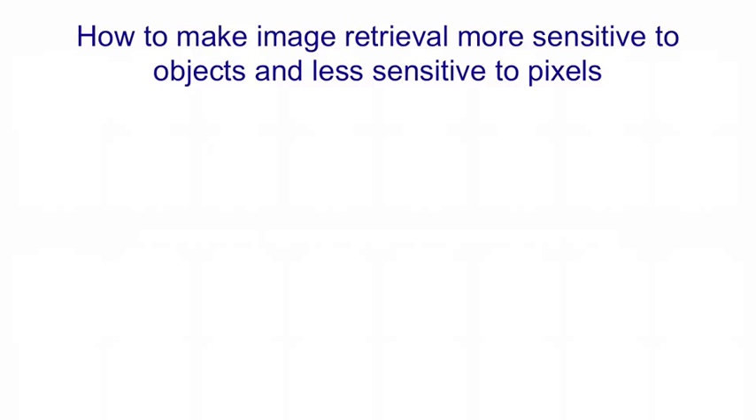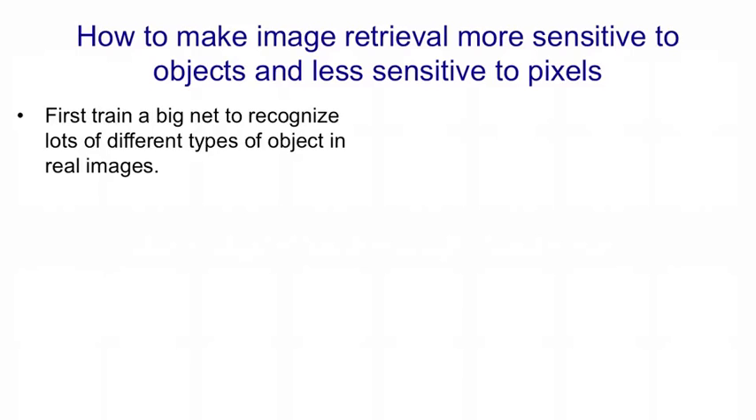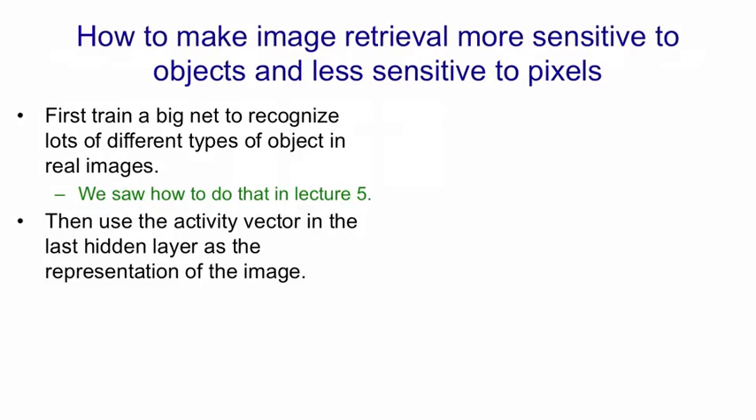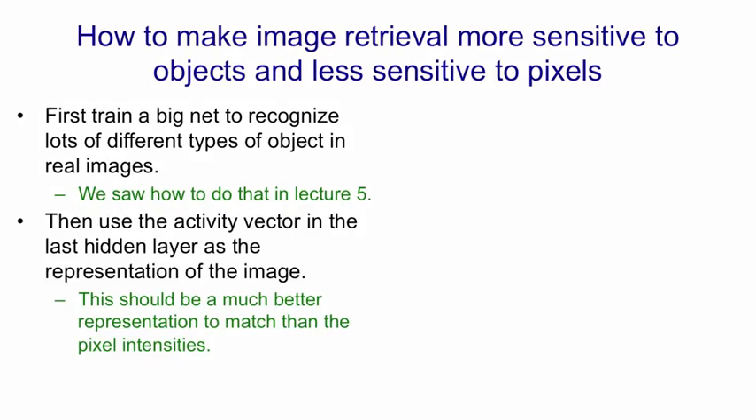So obviously we'd like the image retrieval to be more sensitive to the content of the image, that is to the kinds of objects and their relationships in the image, and less sensitive to the pixel intensities. We can do that by first training a big net to recognize lots of different kinds of object in real images, and we saw how to do that in lecture 5. Then we take the activity vector in the last hidden layer of the big net and use that as a representation of the image.